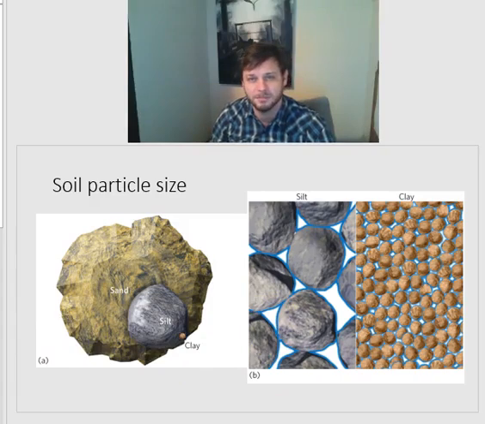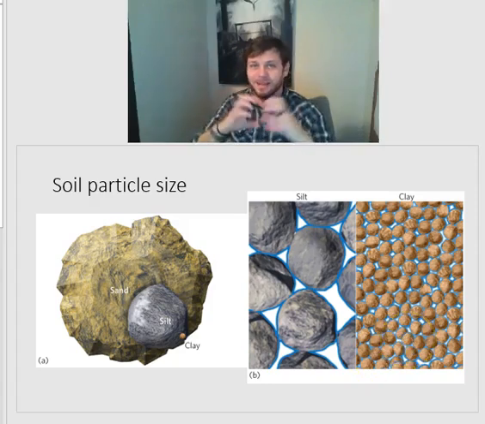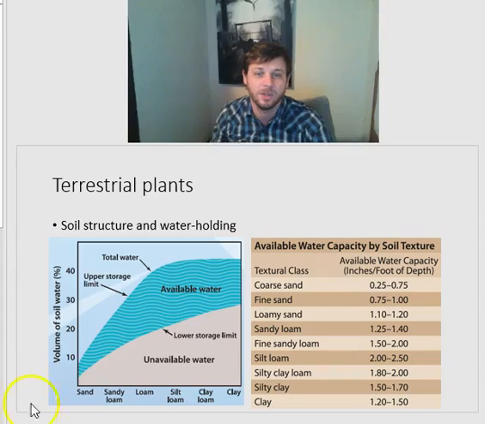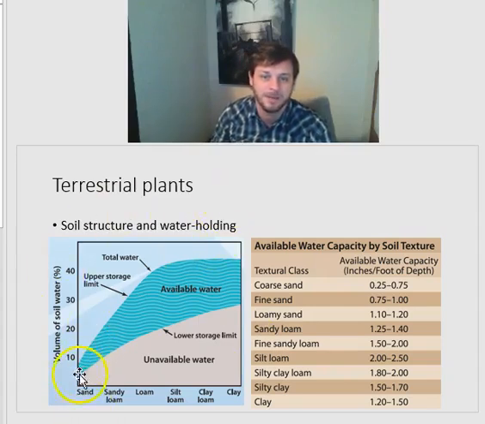But there's a problem. Since these particles are so small, they have the higher field capacity, but they also have higher attraction with the water. And so if we look at this, here's your soil structure and water holding ability. Sand is really bad at holding water. It doesn't do a very good job of it.